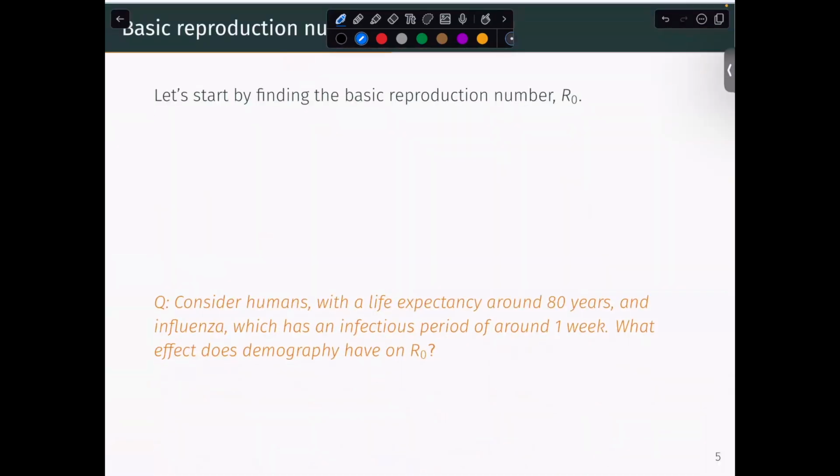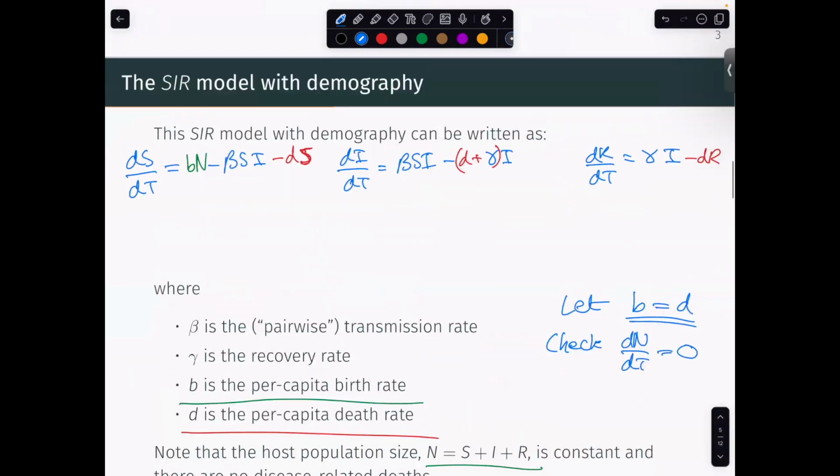So let's start off by finding our basic reproduction number. And remember, this is going to be our growth rate of our infectious class when rare. I'm going to look at its per capita growth rate. So what is 1 over I times dI/dt? Well, this is beta S minus B minus gamma. The reason we've gone to minus B here is because all of these D's are just going to be replaced with B's. So we're going to have B plus gamma.